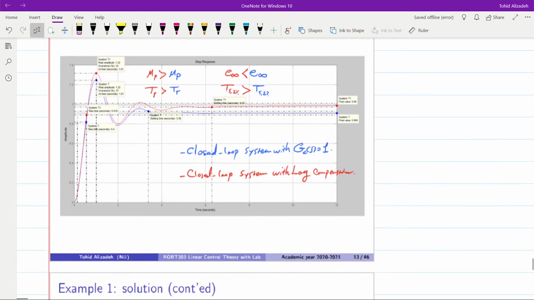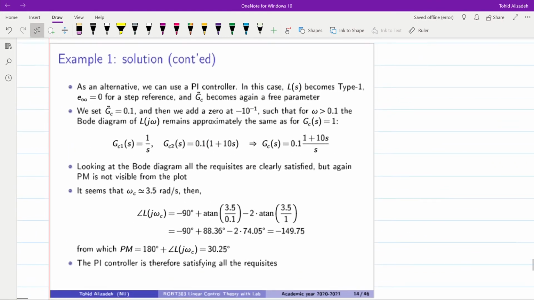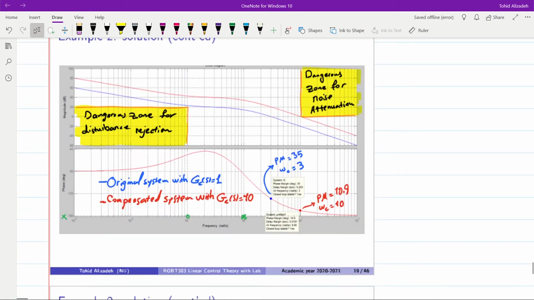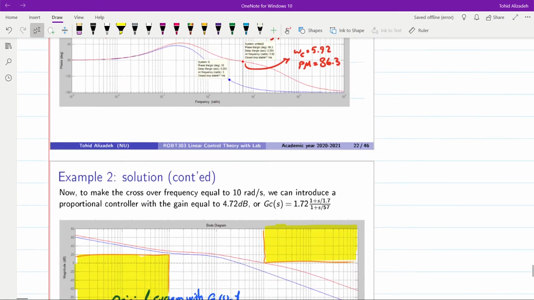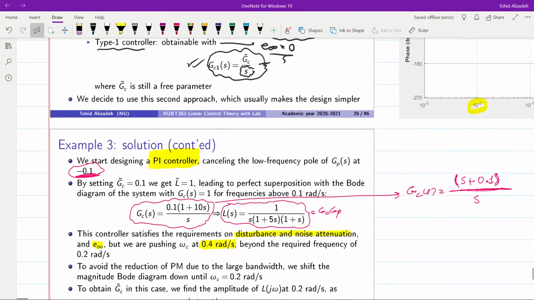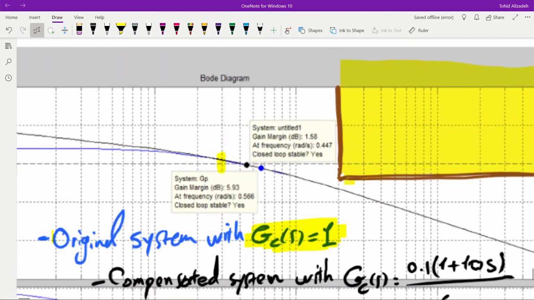Okay, let me go to the proper place. I think I just jumped to some other page by some chance. Okay, all right, here we are.